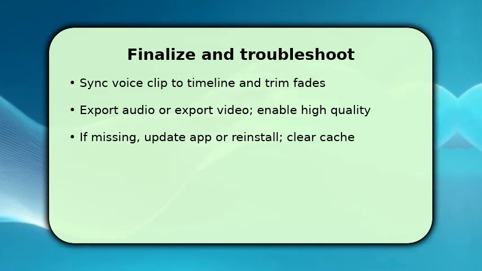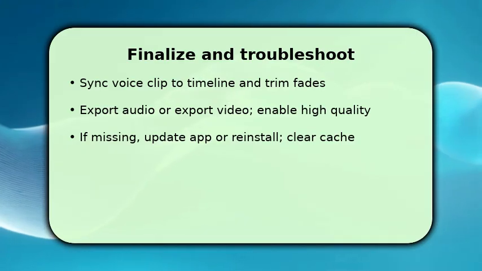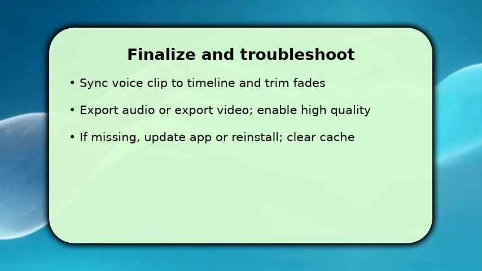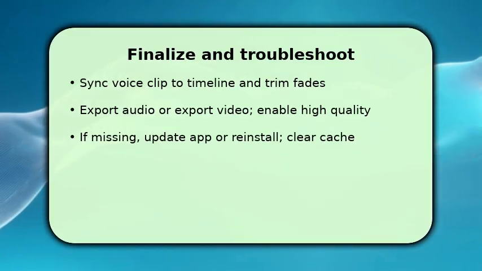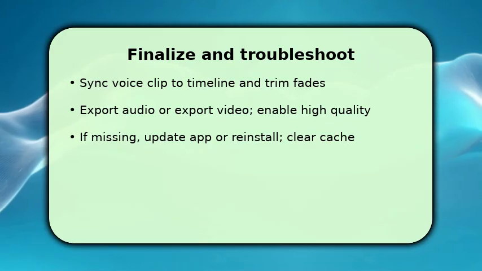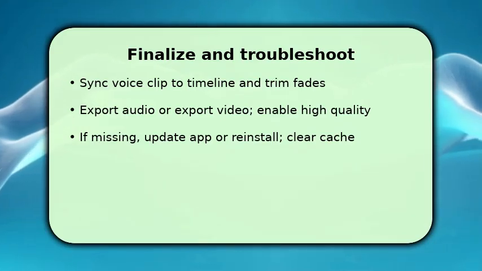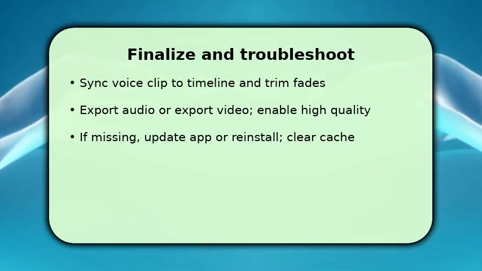Once synced, adjust volume relative to music and render a short preview. This confirms timing and clarity. Export the final video or extract audio if needed, selecting high-quality settings. If the voice option is missing or fails, update or reinstall Capcut, clear the app cache, and check permissions. That usually resolves feature or playback problems.